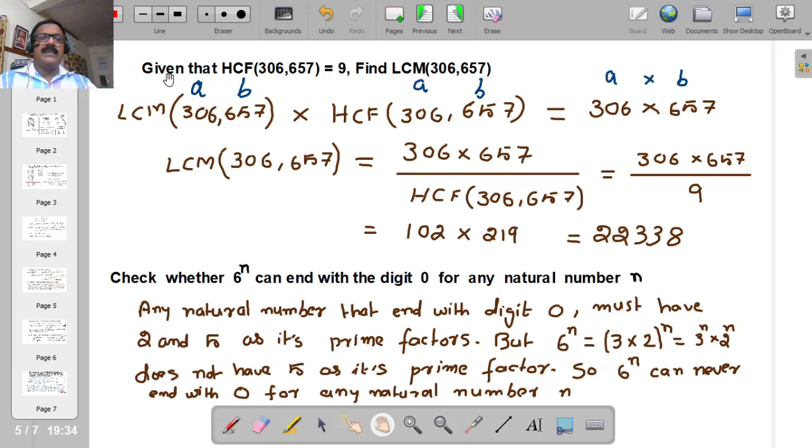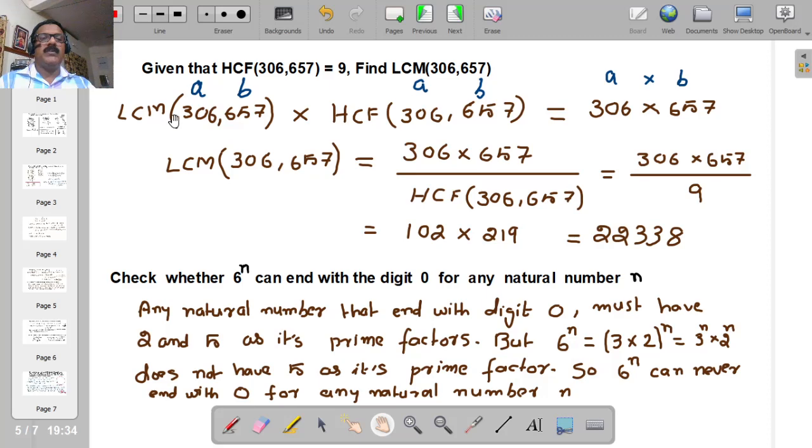Given that the HCF of 306 and 657 is 9, find the LCM of 306 and 657. We are given that the highest common factor of 306 and 657 is 9. Using this, we have to find the least common multiple of 306 and 657.